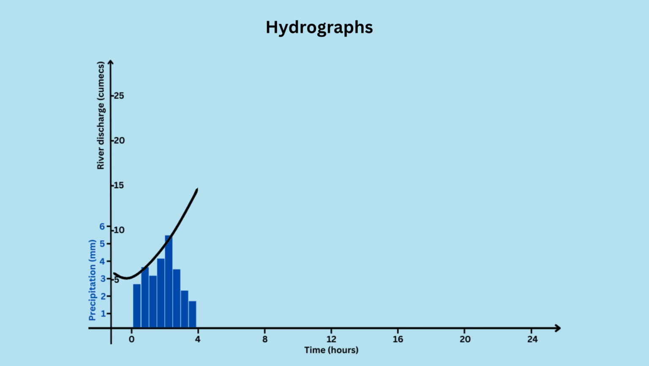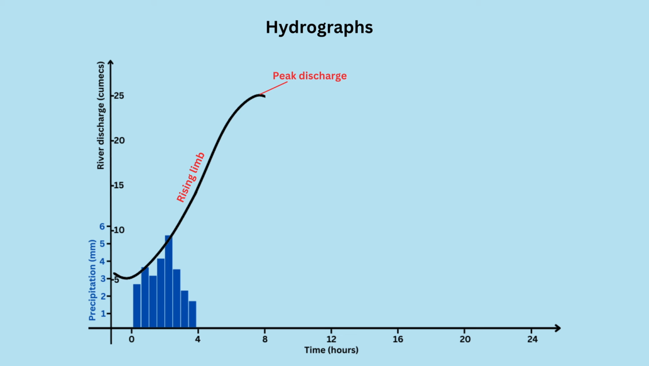But as the water is transferred to the river, the discharge increases. This is called the rising limb. Water is still moving to the river after the rainfall event, and discharge continues to increase until it reaches what is called peak discharge.